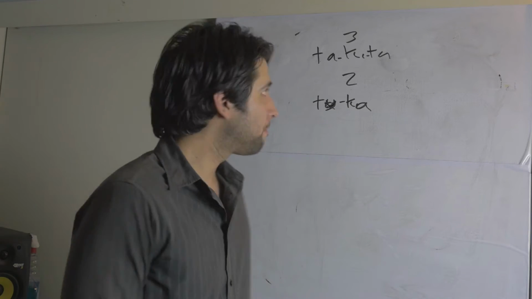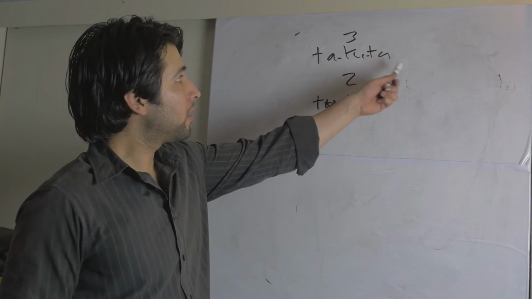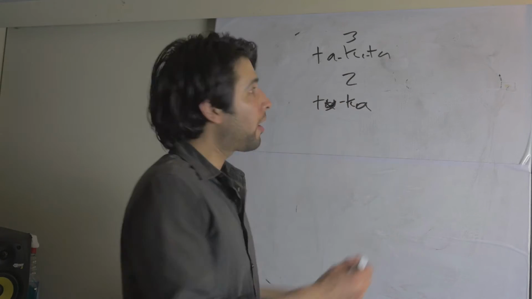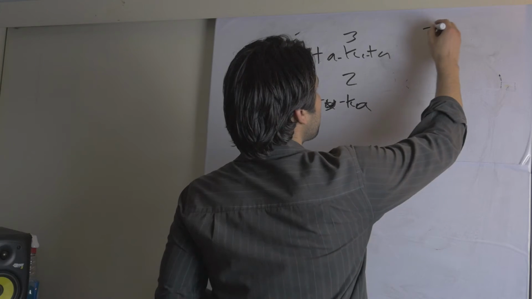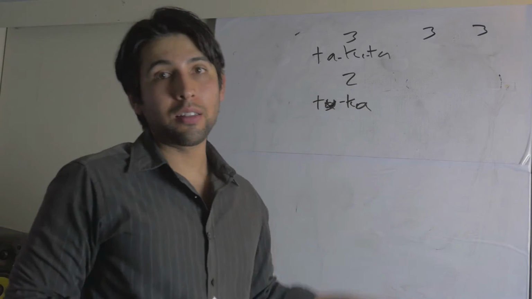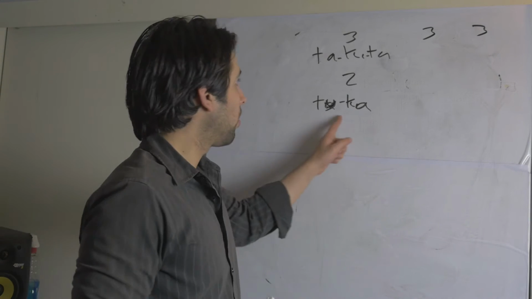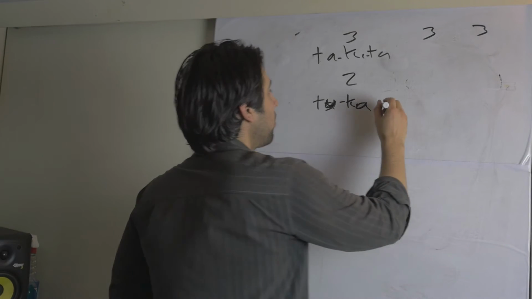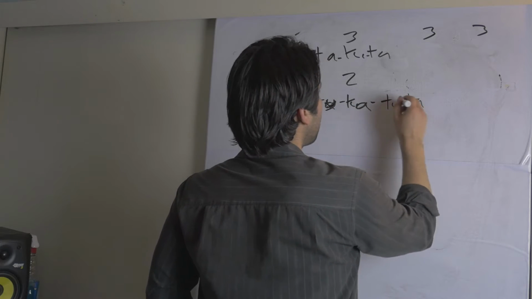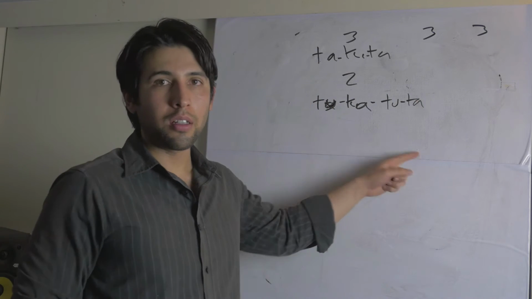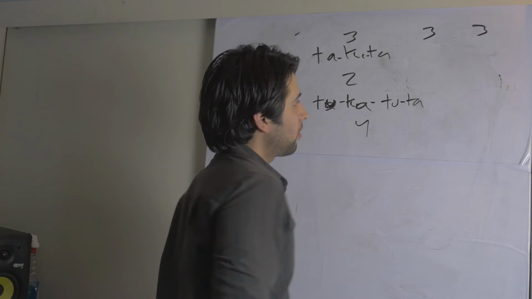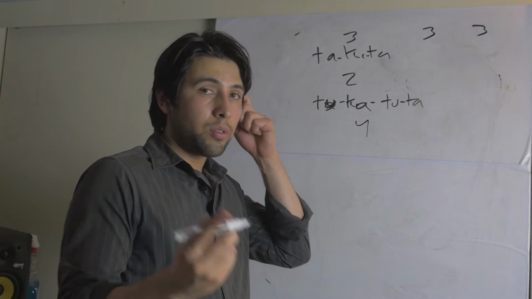So basically, with takita you can make six speed with takita, takita, or nine speed, takita, takita, takita, takita, takita, takita. Or with two, you can make four. Taka, taka, taka, taka, taka, taka, taka, taka. Okay, that's four. Now this is where it gets interesting.